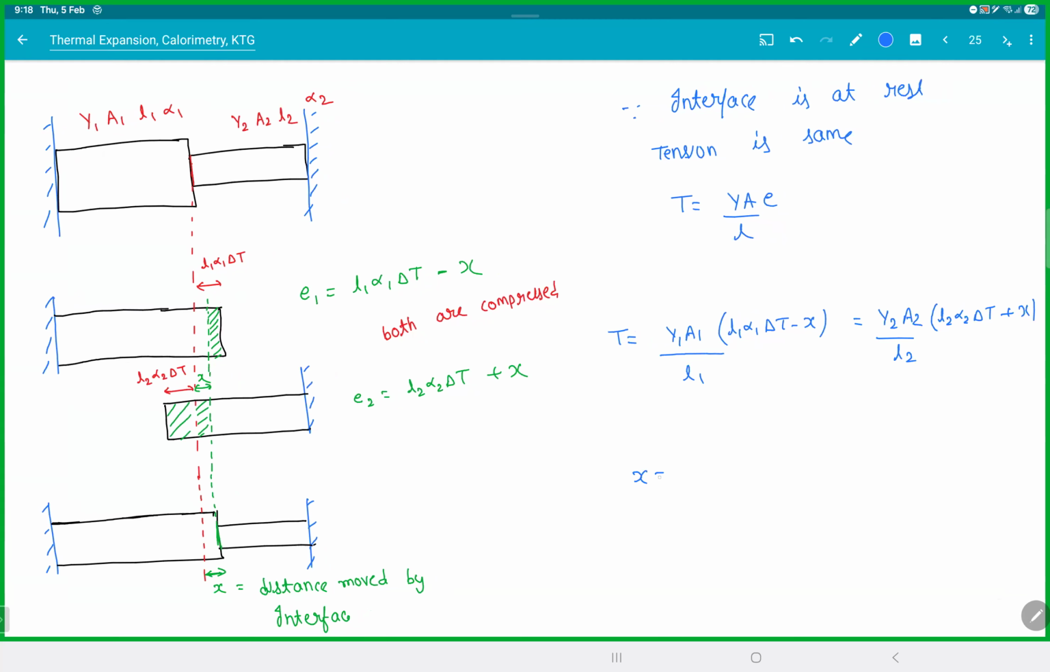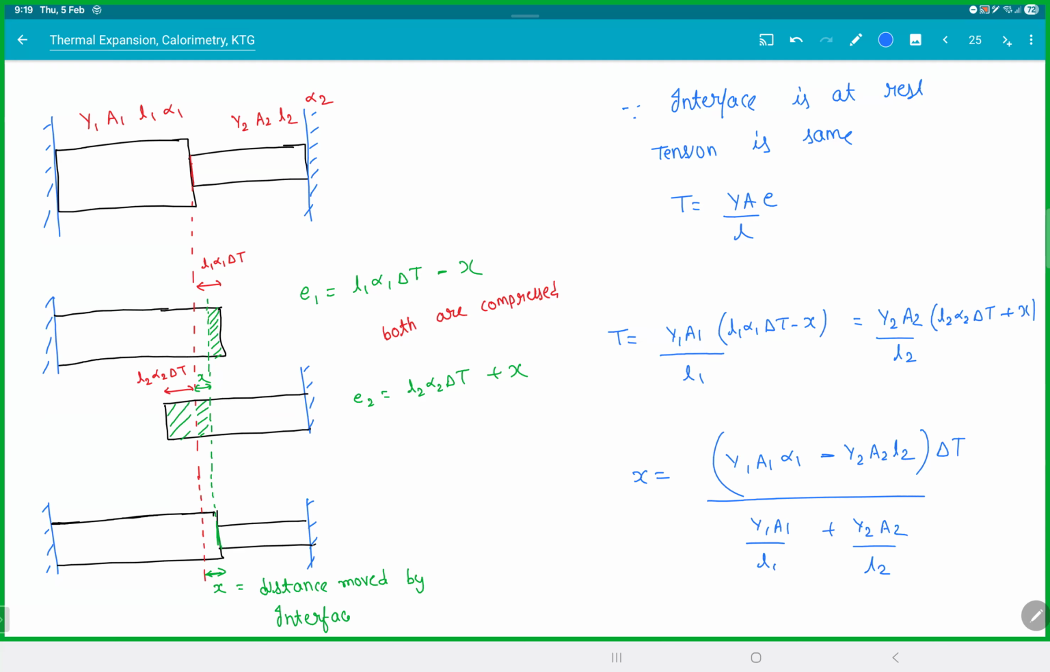Solve this, you will get X equal to (Y1 A1 alpha 1 plus Y2 A2 alpha 2) delta T by (Y1 A1 by L1 plus Y2 A2 by L2). There.